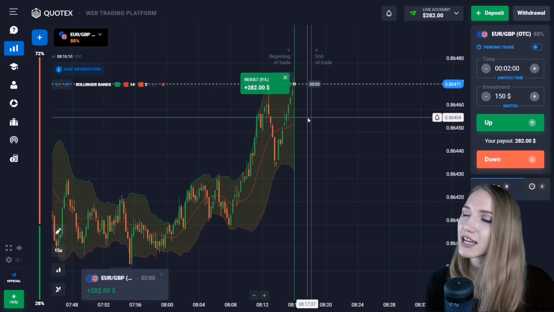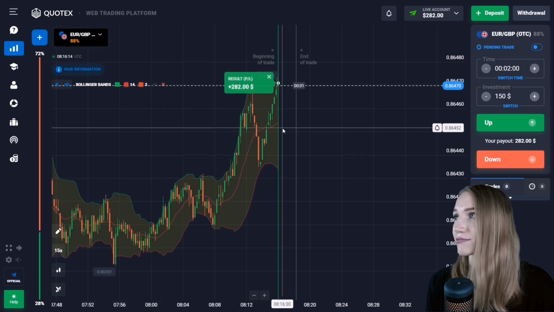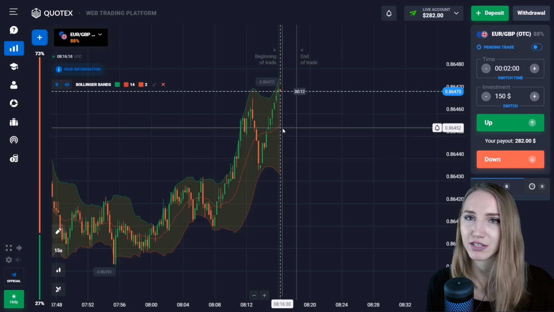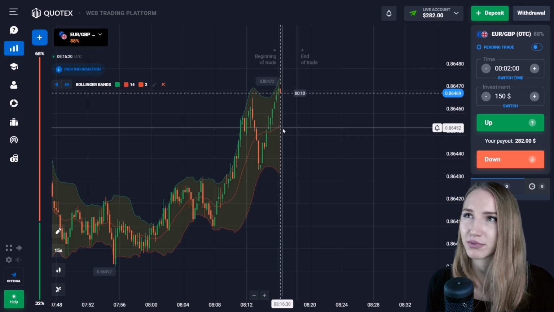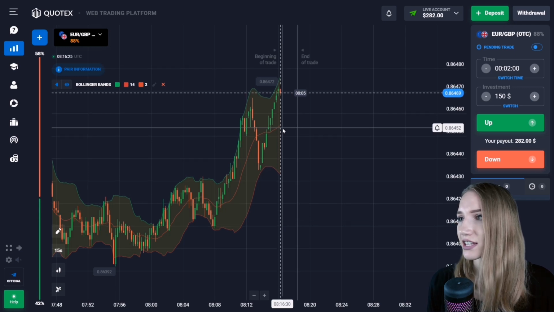So that is very good. As you can see, the price moved up and we got the profit, the very confident one. So this indicator helped me to determine the lower border of the price pullback and the price moved up. So let's find another situation.